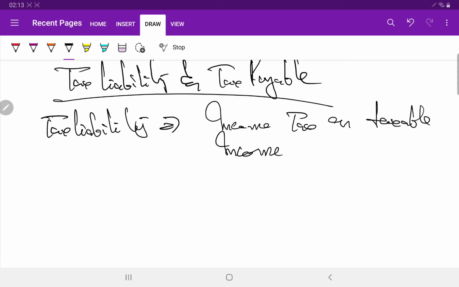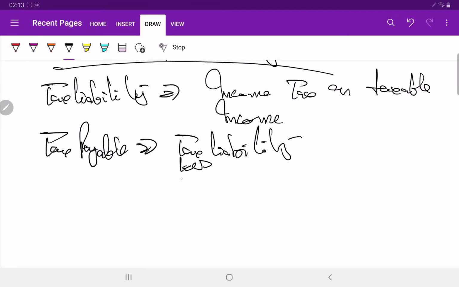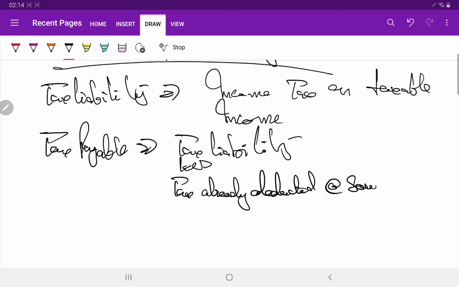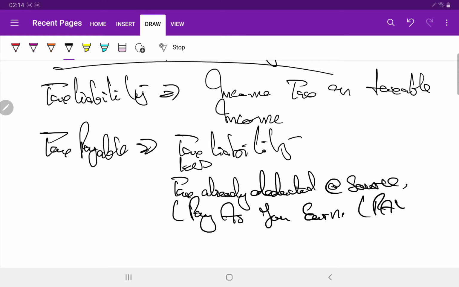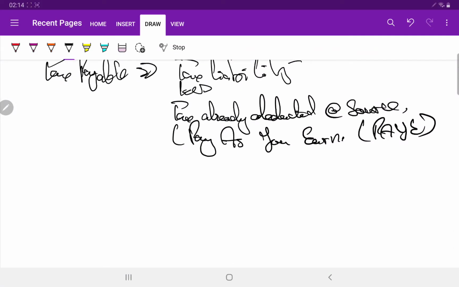So after that, the tax payable is equal to tax liability less tax already deducted at source, that is pay as you earn, or you can say PAYE, on employment income.